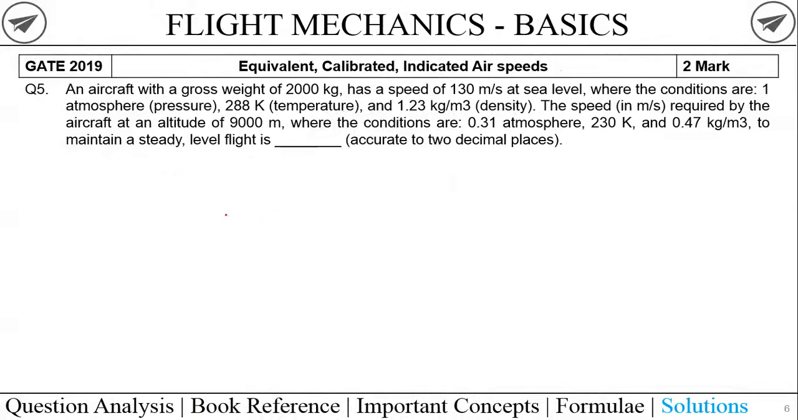Now let's get to the other question, the fifth question. So here we have a 2 mark question from GATE 2019. Or, I think this question is from 18 maybe. So here, an aircraft with a gross weight of 2000 kilogram has speed of 130 meter per second at sea level, where the conditions are 1 atmosphere, 288 Kelvin and 1.23 kilogram per meter cube. The speed in meter per second required by the aircraft at an altitude of 9000 meter, where the conditions are pressure 0.31 atmosphere, temperature 230 Kelvin, and density 0.47 kilogram per meter cube. So to maintain a steady level flight, what must be the speed that the aircraft needs to fly?